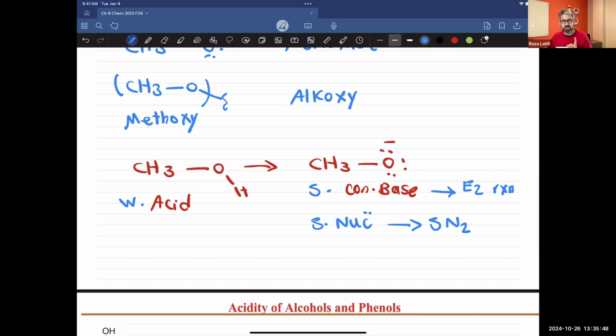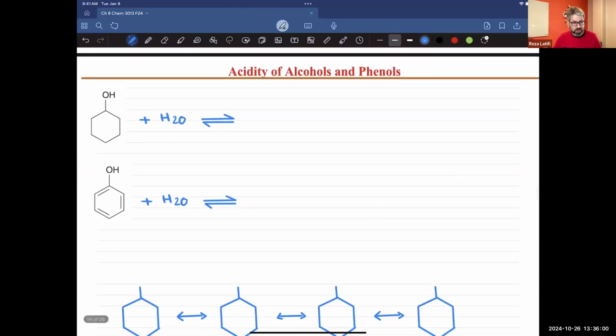So alkoxides are strong bases, so they can easily run E2 chemical reactions, and also they are strong nucleophiles. That means they can handle SN2 reactions. Now, what will happen if we have a cyclic compound and there is an OH attached to it?